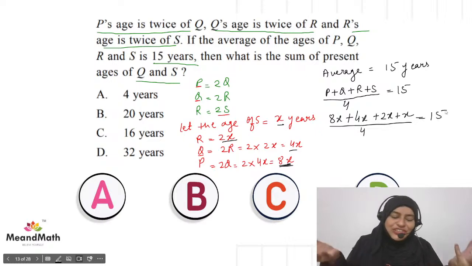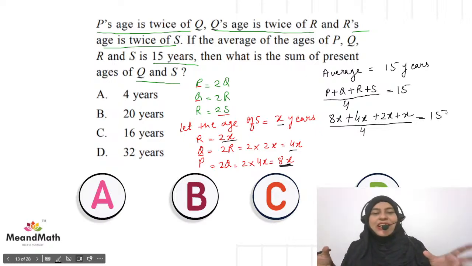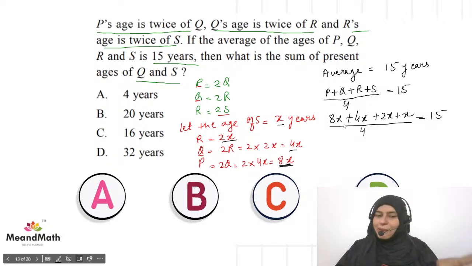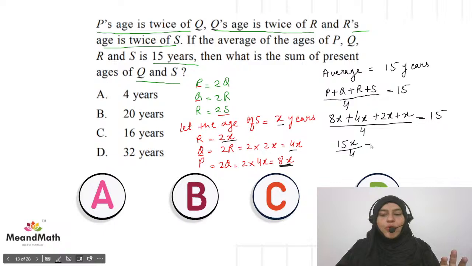Now we have a simple equation. Solve this simple equation and try to find the value of X. So it is 8X, 4X, 2X and X, all of them having X. 8 plus 4 is 12. 12 plus 2 is 14. 14 plus 1 is 15. So it is 15X divided by 4 is equal to 15.